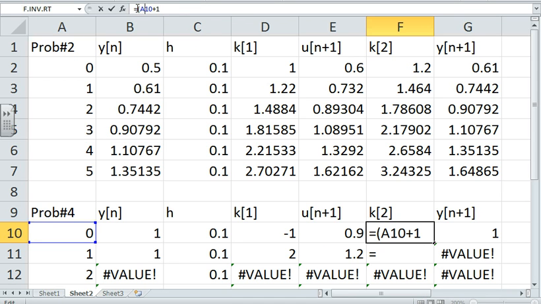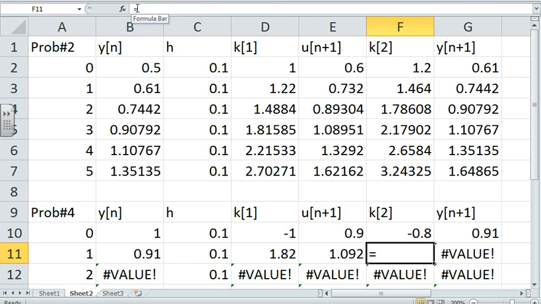A10 plus 1 times C10 minus E10. E10. U of that's going to be the same. Okay.